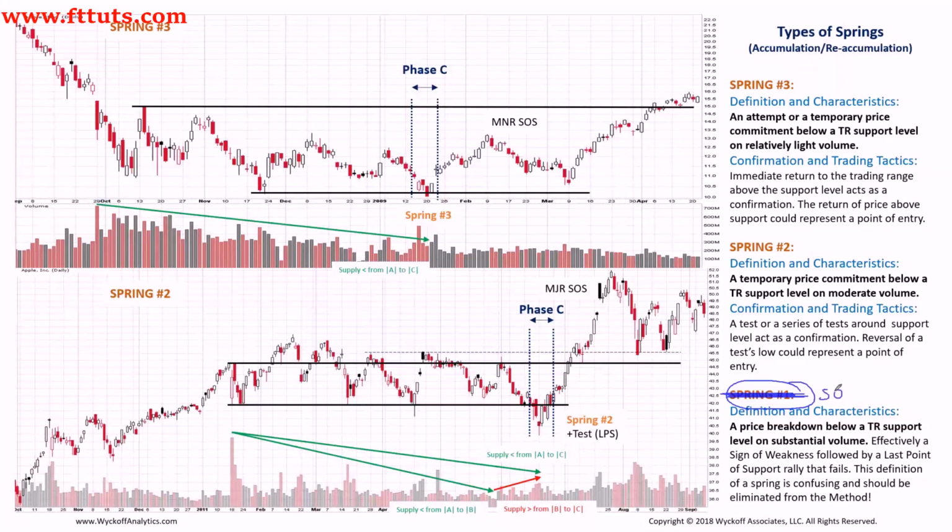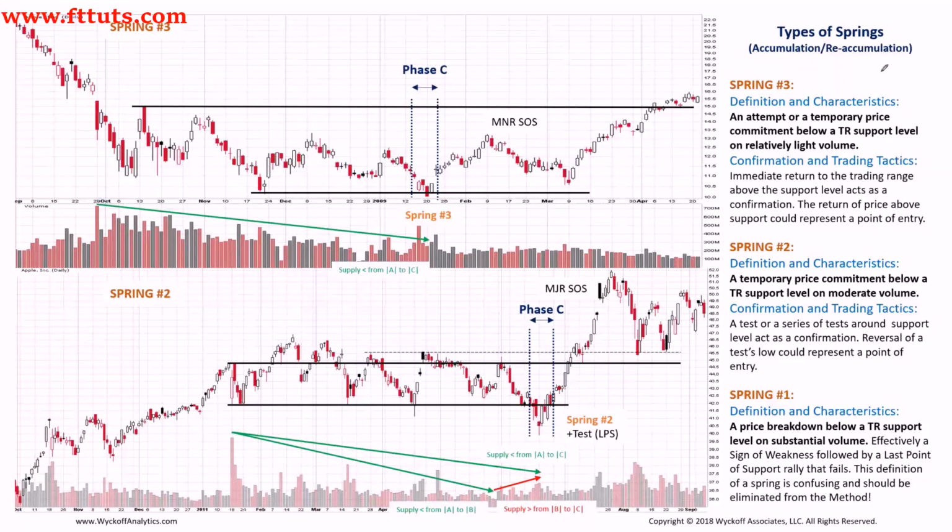Sprint number 1 is basically a failure of a sprint to materialize and a price breakdown below a trading level support on substantial volume. That creates a sign of weakness in the distribution. So effectively, sprint number 1 is a sign of weakness in the distribution, and therefore, should we even discuss it here? Probably not. And that's kind of like my thing about sprint number 1. It should not be in the method, should not be discussed as a sprint, should not be discussed as a part of the potential accumulation structure.